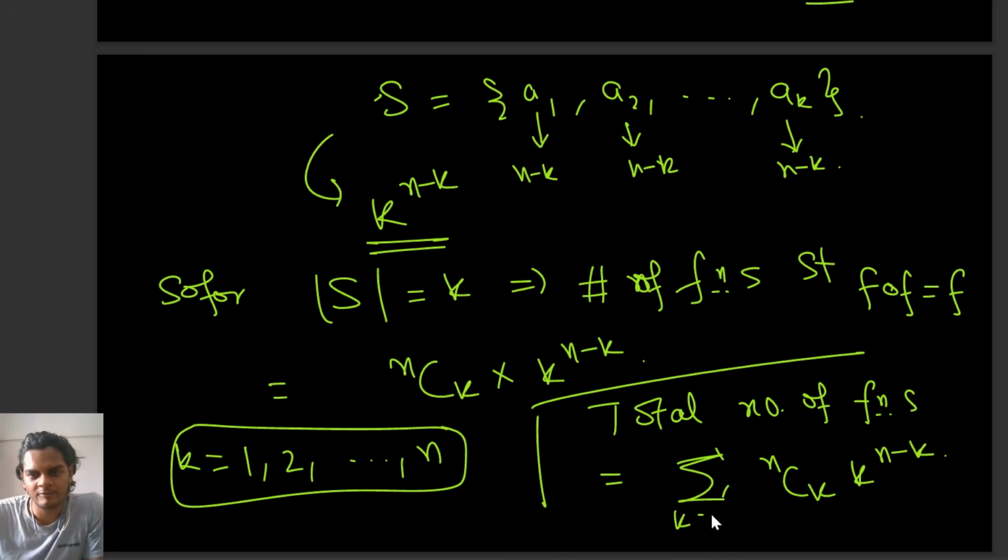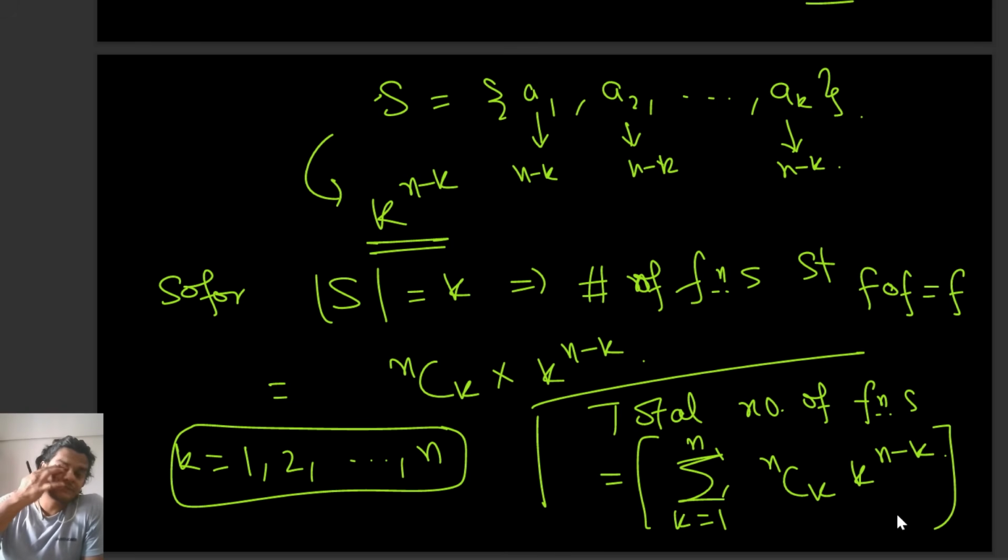So I hope you will be able to find that using your combinatorics knowledge, right? K varies from 1 to n. That I leave it to you as homework. I just wanted to get to this point.